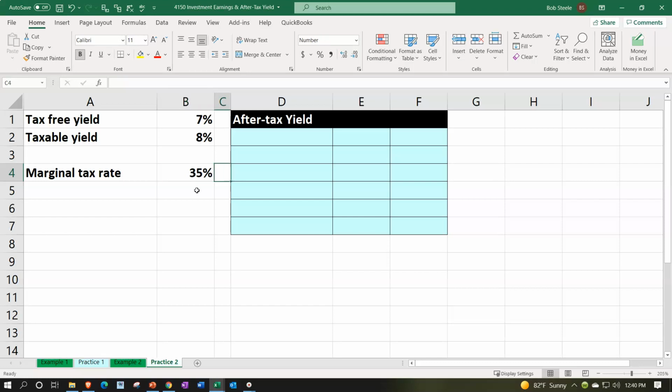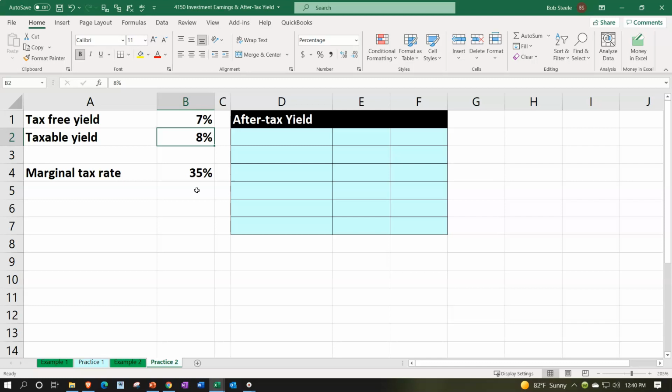So if I look at my two options, and this one is tax-free, there is no tax impact on it. So the return I get is 7%, no taxes involved. This one, if I'm trying to compare it, I get an 8% return, which is higher than the tax-free return, but I also have to take into consideration the tax impact on it.